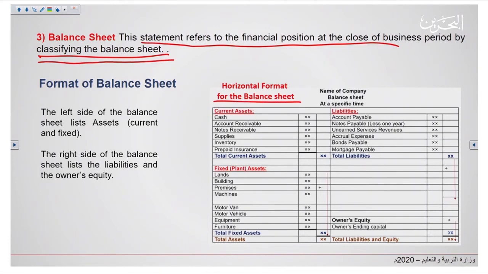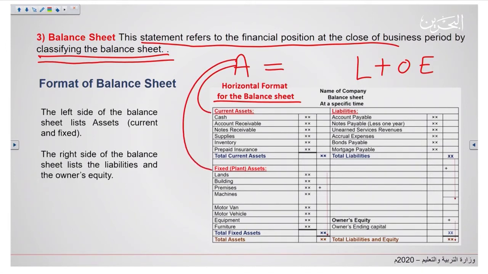As you can see here, we list the assets on the left side, and we list the liabilities and the owner's equity on the right side. We want to make sure that the assets equal the liabilities plus the owner's equity. We list the assets by classifying them into current assets and fixed assets. The aim of the balance sheet is to make sure that this formula is balanced.